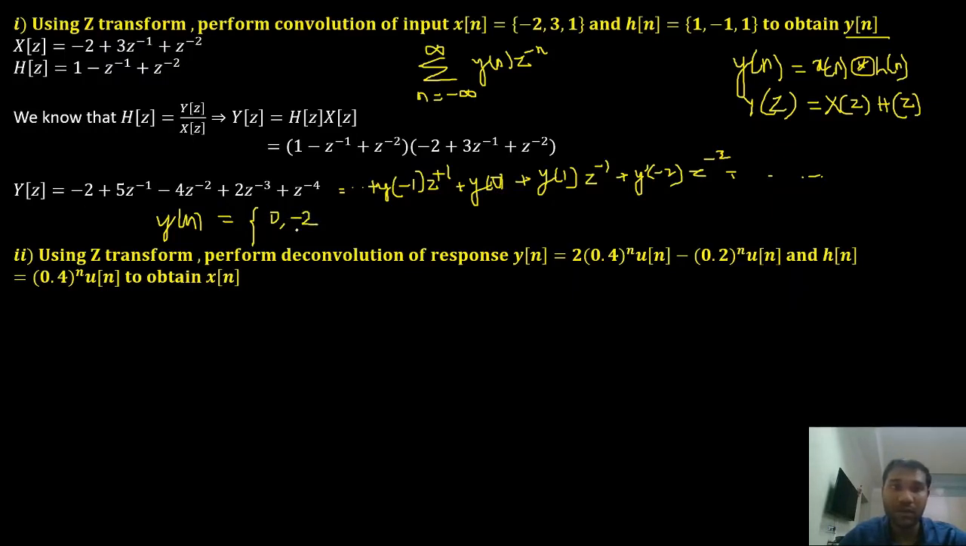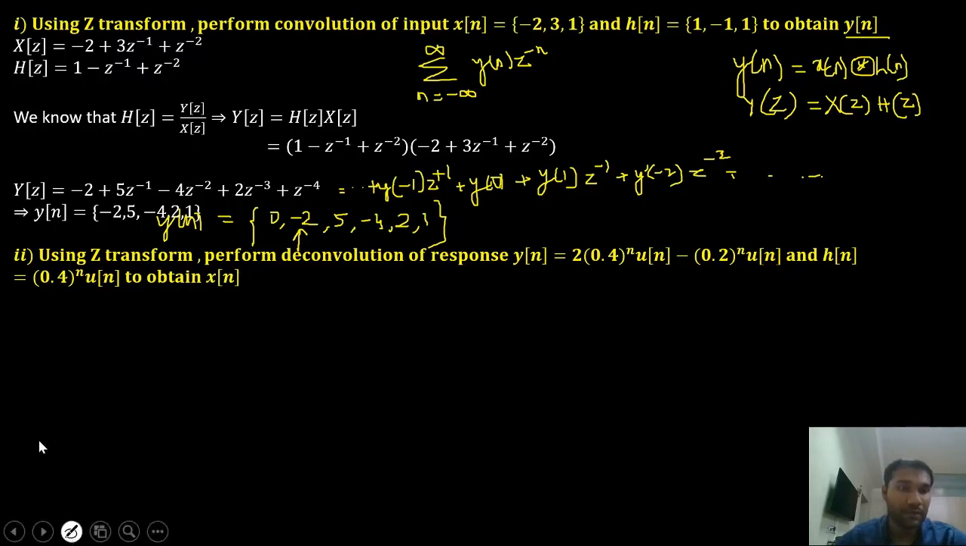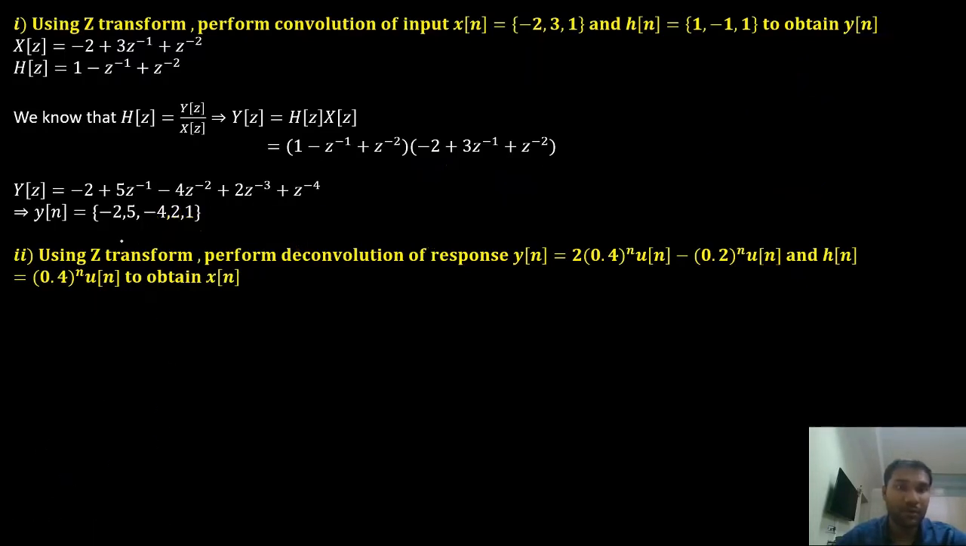So this is my origin, y of 0. And then y of 1 is 5. Y of 2 is minus 4. Y of 3 is 2, and y of 4 is 1. So this is my y of n. This is the origin. So this is how I can perform convolution using Z transforms.